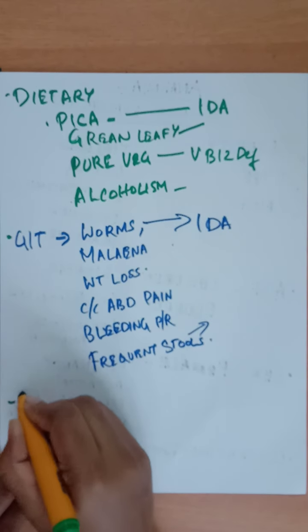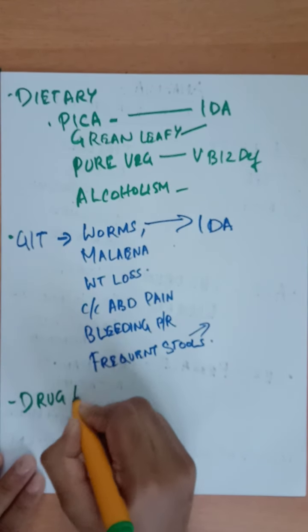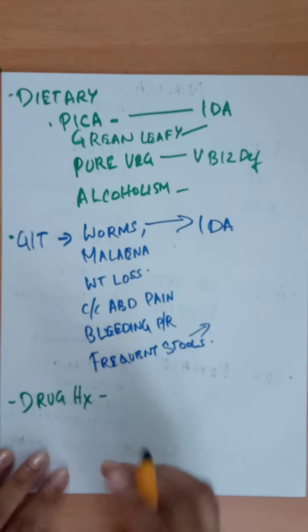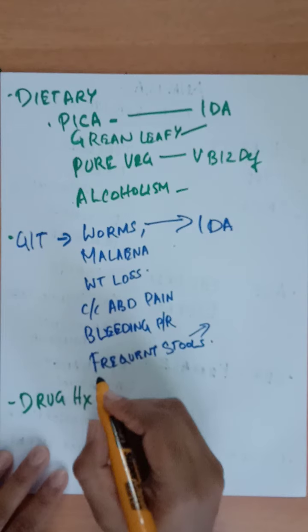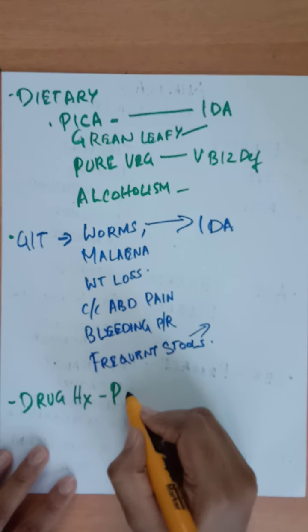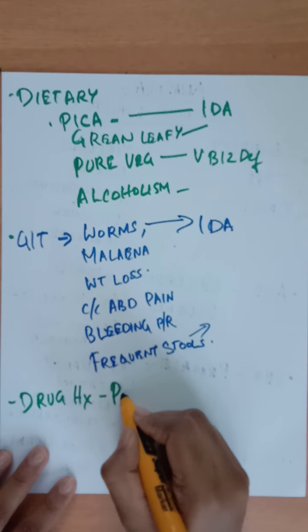Next, about the drug history. Anticonvulsant use like phenytoin, phenobarbital, valproic acid. In that we have to suspect megaloblastic anemia.